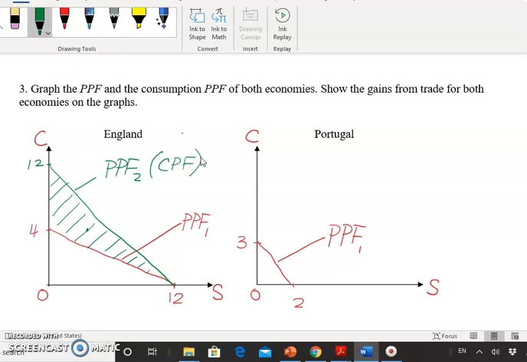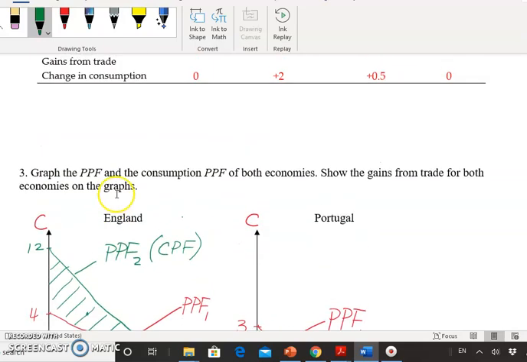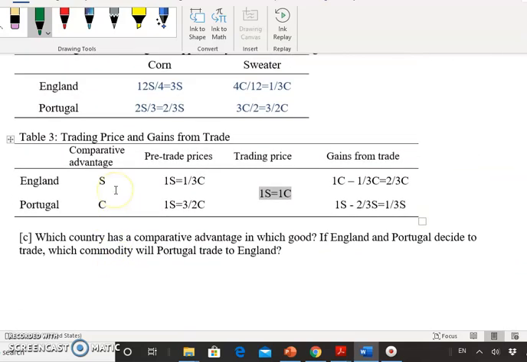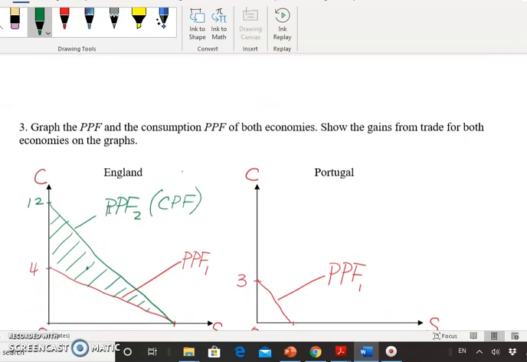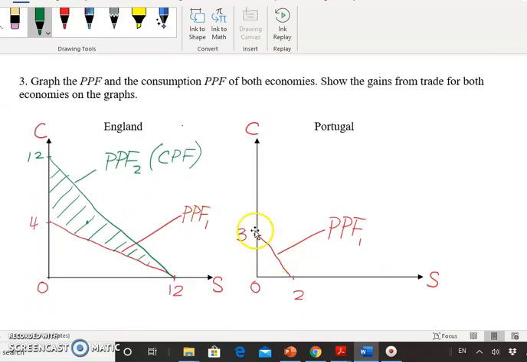Okay, all right, we can do the same thing for Portugal. If you go back to table 3, you find that Portugal has the comparative advantage in corn production. So suppose it produces 3 corns, that's the maximum it can do, right? 3 corns. Now, here is the trick again. If you didn't get it when we talked about England, now this is a second chance.